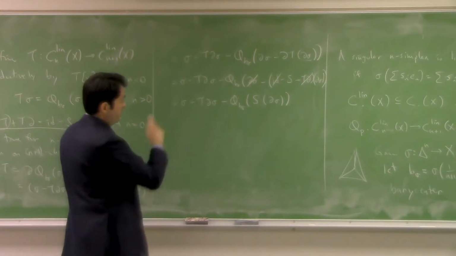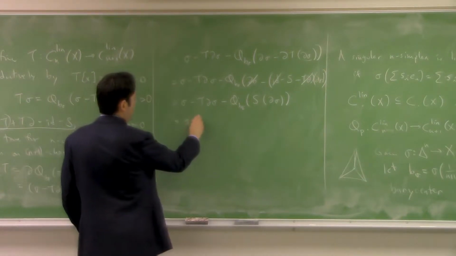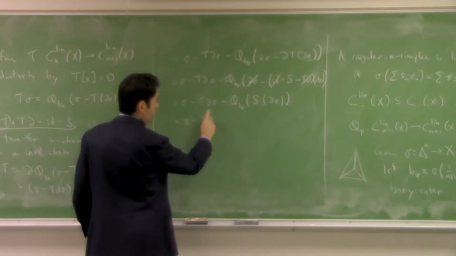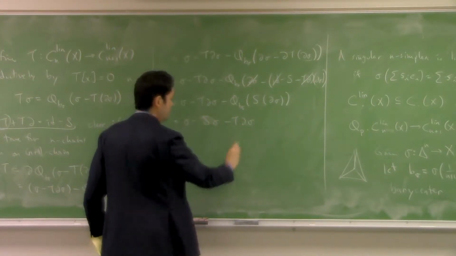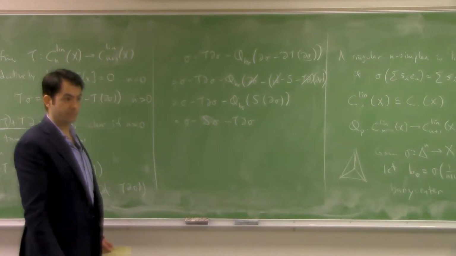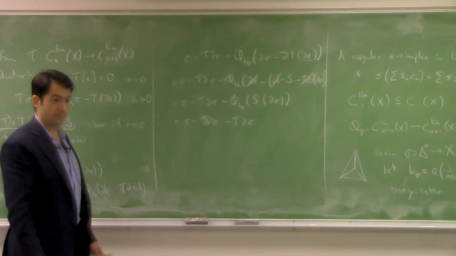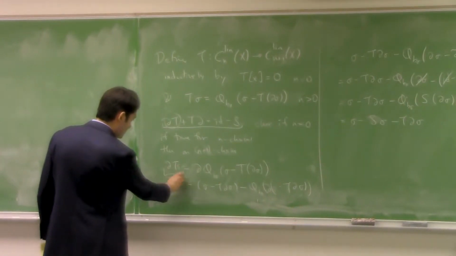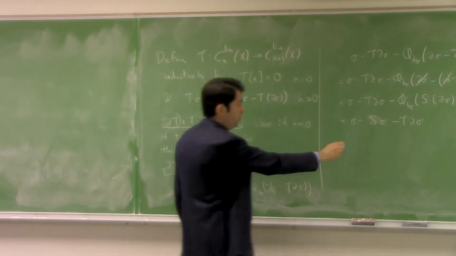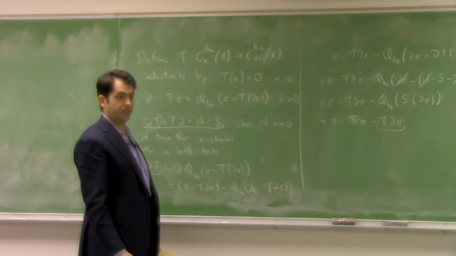But of course, that is our inductive definition of S. So this is sigma minus T, let's write it like this, minus S of sigma minus T boundary sigma. And so that's equal to T boundary sigma. So if you move this term over to the left, that's exactly what we wanted.